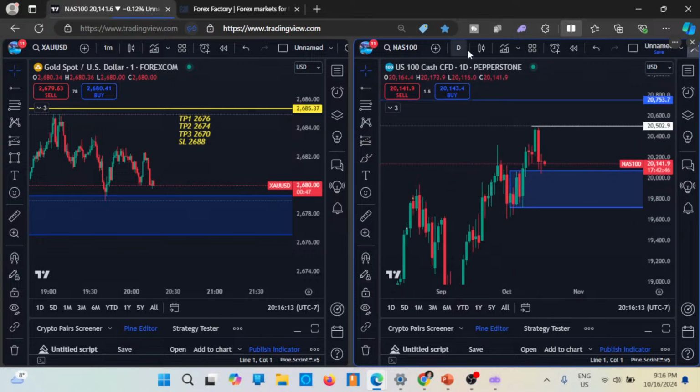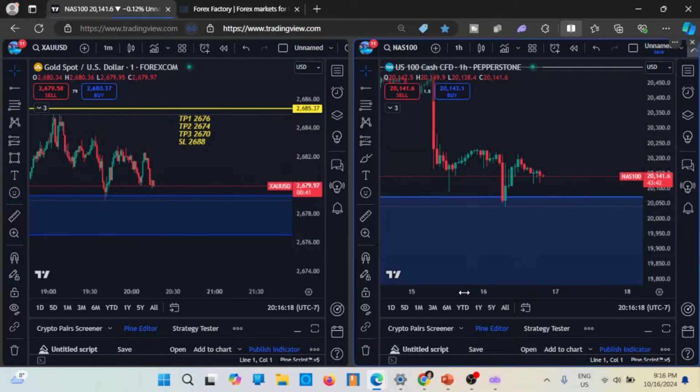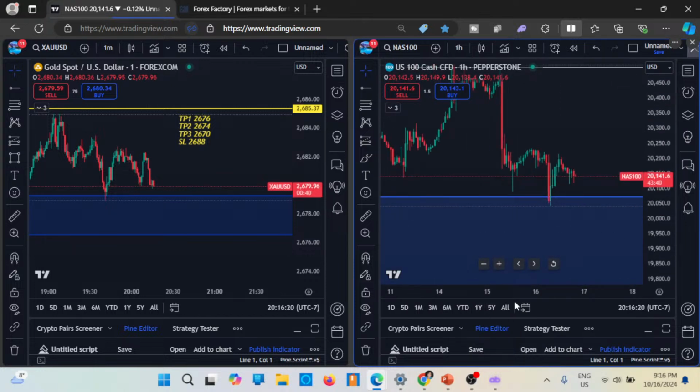Now what we're going to do is head over to the 1 hour time frame. What I'm doing here is called top-down analysis. We start by looking at the bigger time frame, such as the daily, and then we move down to the lower time frames.